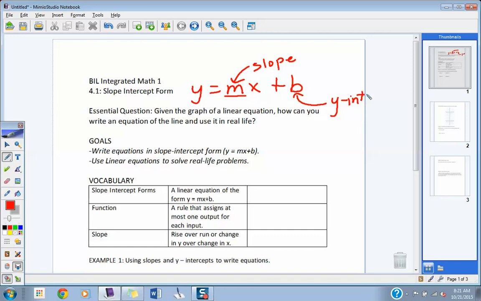So an essential question that we want to ask ourselves: given a graph of a linear equation, how can we write an equation of the line, specifically slope-intercept form, and then use it in real life? So goals, we want to write equations in slope-intercept form, which I've highlighted again right here. That form is what we're dealing with.